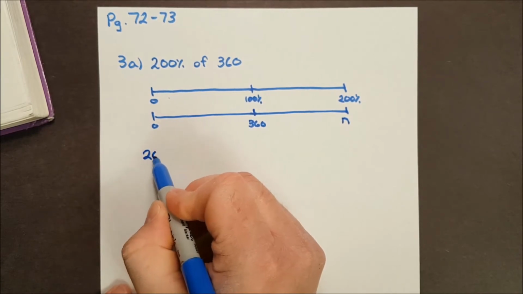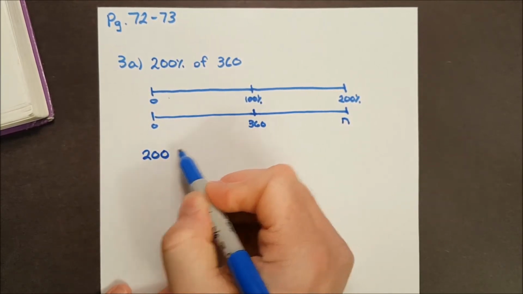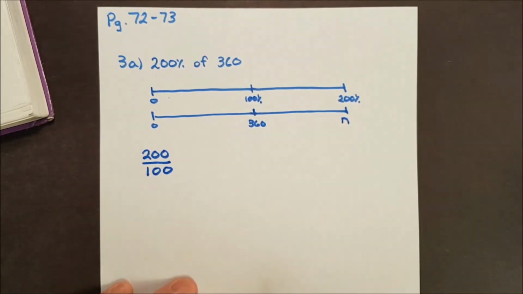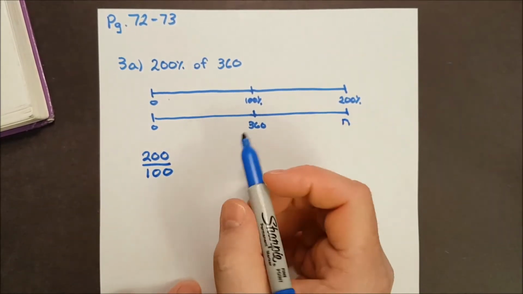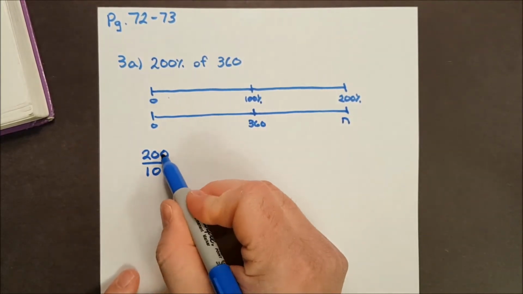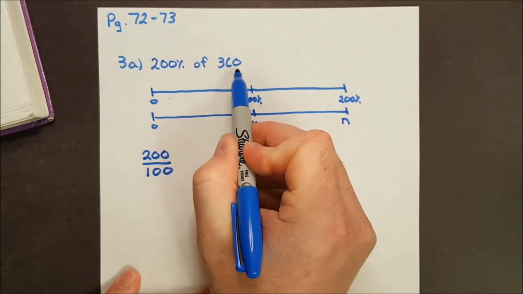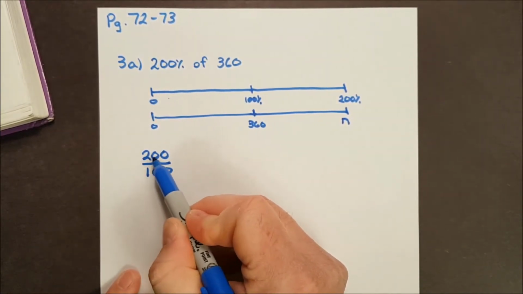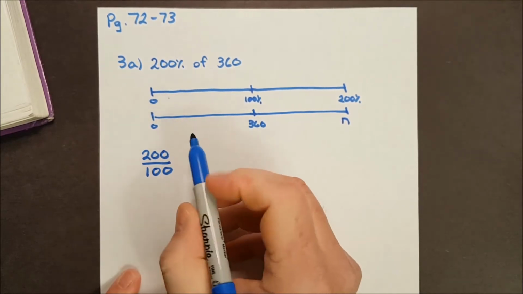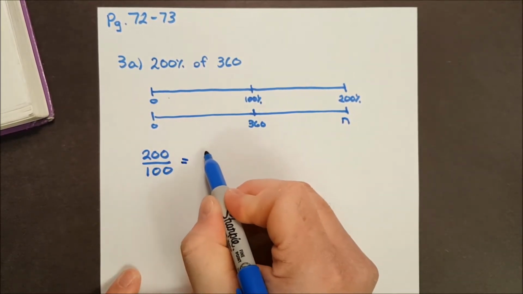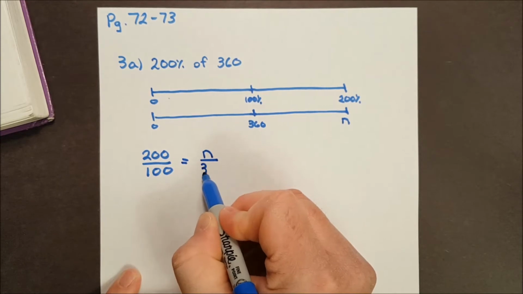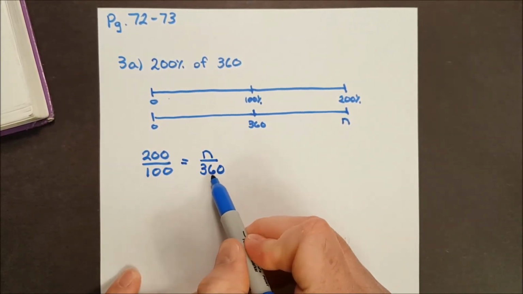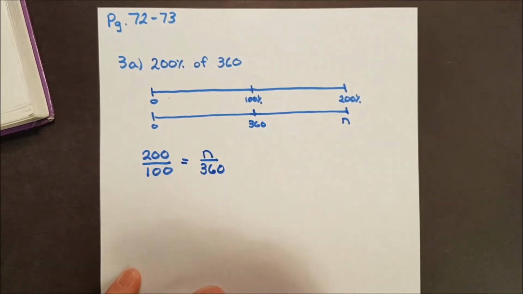Now remember what the percent means. It means per 100. So we have 200 per every 100. And we can set this up as equivalent fractions. So we have 200% of 360. Let's write 200% first. We can write it as a fraction, 200 per every 100, equals n over 360. We know that 100% is 360. Now we can solve for n.